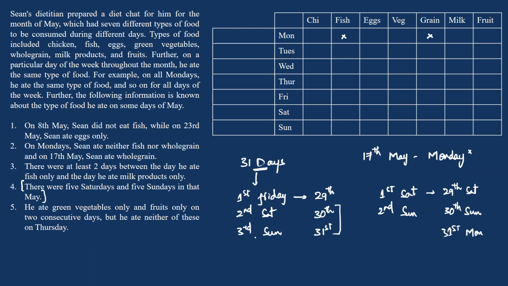So if the third is Sunday, then the fourth will be Monday. Right? Then if the fourth is Monday, 4 plus 7, 11th is on Monday again, and 18th is on Monday. Okay, so if the first is on Saturday, the second Sunday, then the third will be on Monday. So if the third is on Monday, 10th will be Monday, and 17th will be Monday again.